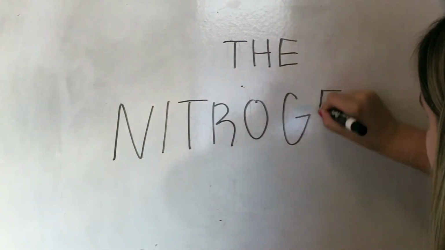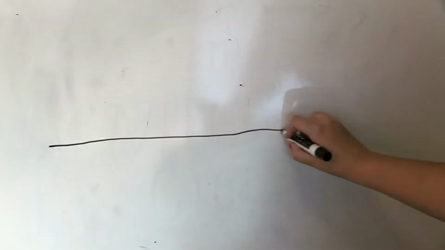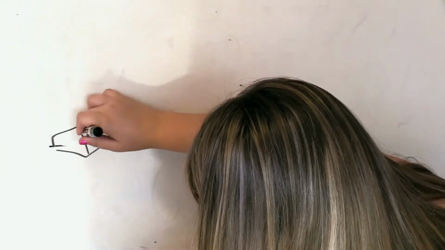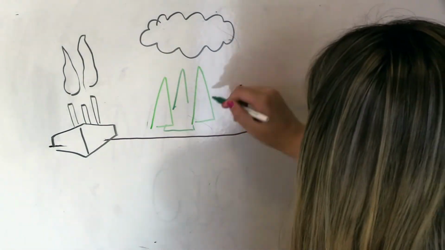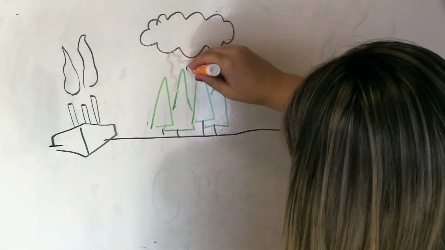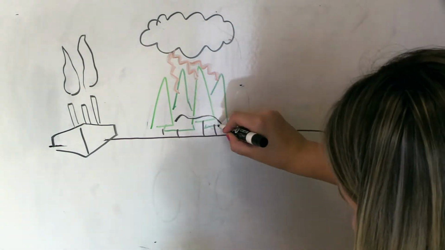Hello, this video will explain the nitrogen cycle. The nitrogen cycle is a very important cycle for multiple reasons. First off, this cycle is vital for animals such as humans. Without nitrogen, plants and all animals would die instantly because they wouldn't be able to make proteins, amino acids, and DNA.